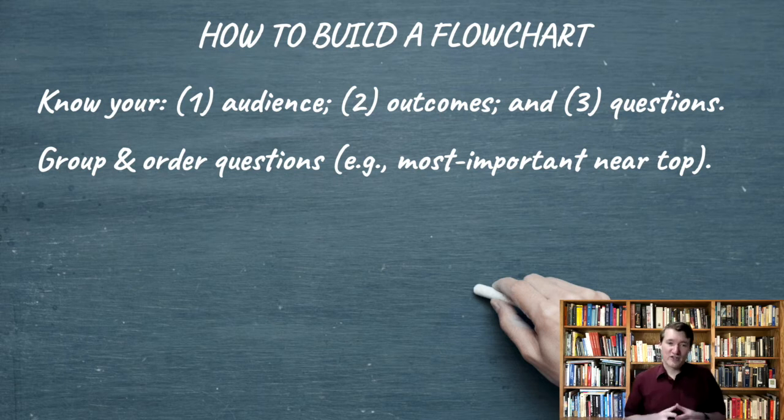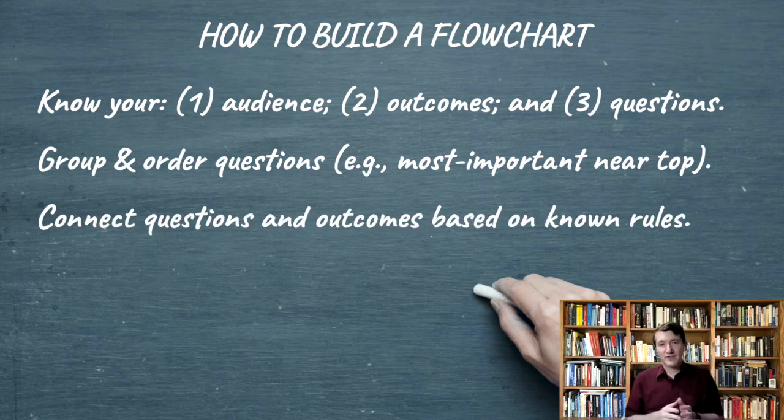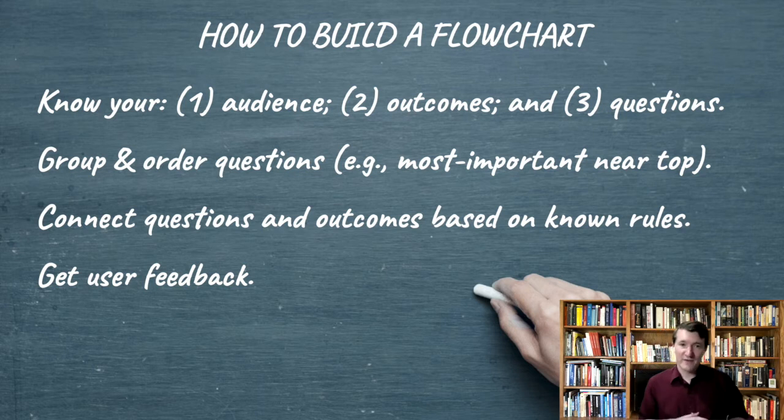And then you want to connect the questions and outcomes based on known rules. It's important to realize that it's known rules, not stated rules, right? If we had just confined ourselves to the four corners of the DACA memo, we wouldn't have been able to apply the knowledge we have that there are no child soldiers in the United States. Then the next thing you need to do is put this in front of someone and get user feedback. We're going to talk a lot more in the next level about user feedback and user testing and how to make that work. But that would be the next step.